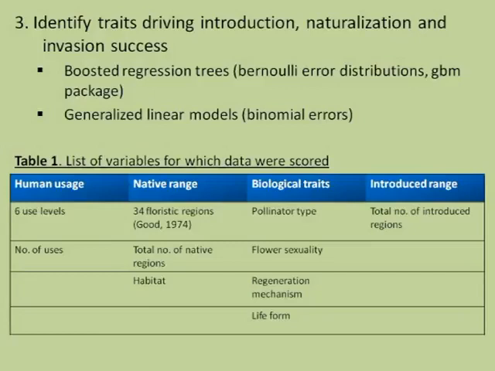Here I built three models: an introduction model, a naturalization model, and an invasion model. And using these influential variables, I ran generalized linear models to provide a potential explanation of each variable. These traits included human usage, native range size, several biological traits, and data on the introduced range.